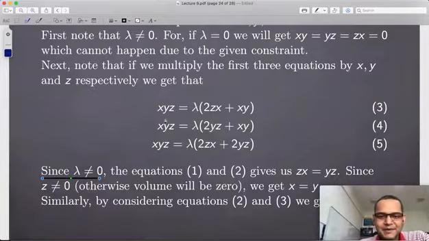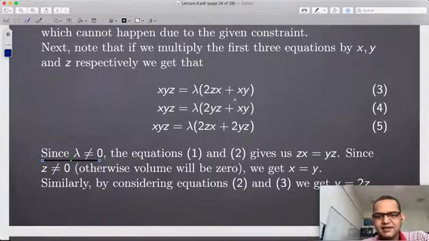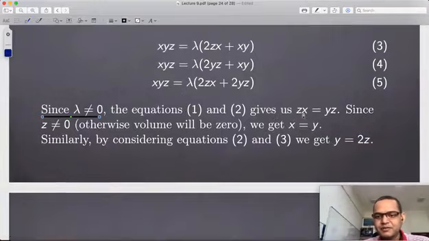If lambda is non-zero, I can put these two equations together. xy is common, so this goes away, lambda is non-zero, this cancels out, and then I have 2zx equal to 2zy. But 2 is also non-zero, so that also cancels out. Now this z is also non-zero, because if one of the sides is 0, then the volume is 0. So from here we get that x has to be y.